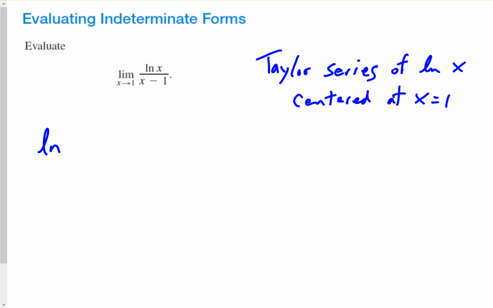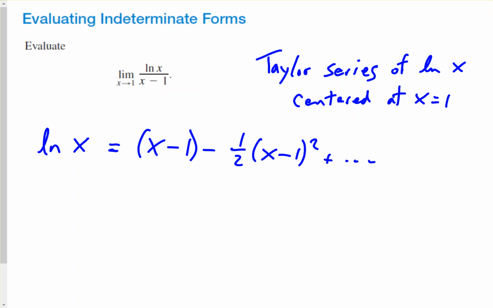So if it's ln x centered at x equals 1, all the terms of the Taylor series will give us x minus 1 minus 1/2 x minus 1 squared, and this will continue like this.